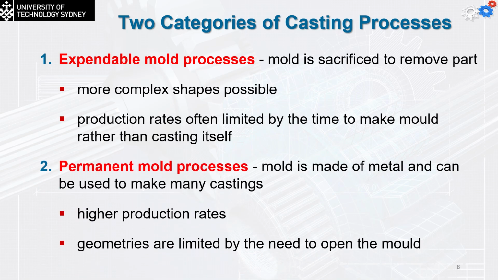The other type is the permanent mold processes, where the mold is going to be made of the metals that can be used to make many castings. Higher production rates and the geometry are going to be limited by the need to open the mold. And that's what we have in the case of the die casting.